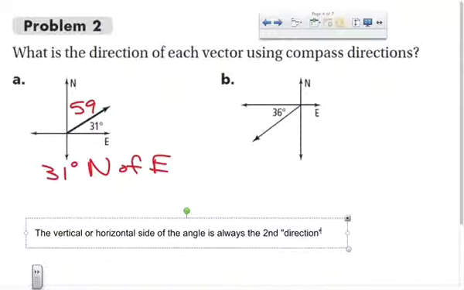Looking at part B, there's a horizontal or a vertical line that is a side of that 36-degree angle. Step by step. Is it horizontal or vertical? It's horizontal. Okay, narrowing it down. Is it west or east? West. West is going to be my second word in this direction. So it's going to be 36 degrees south of west.